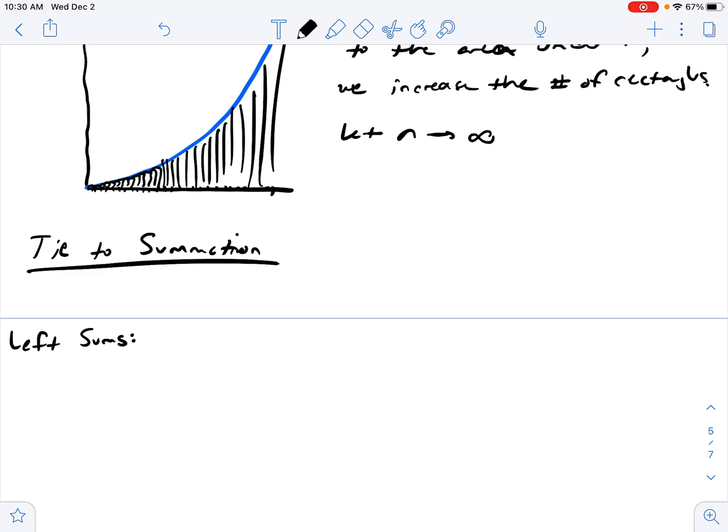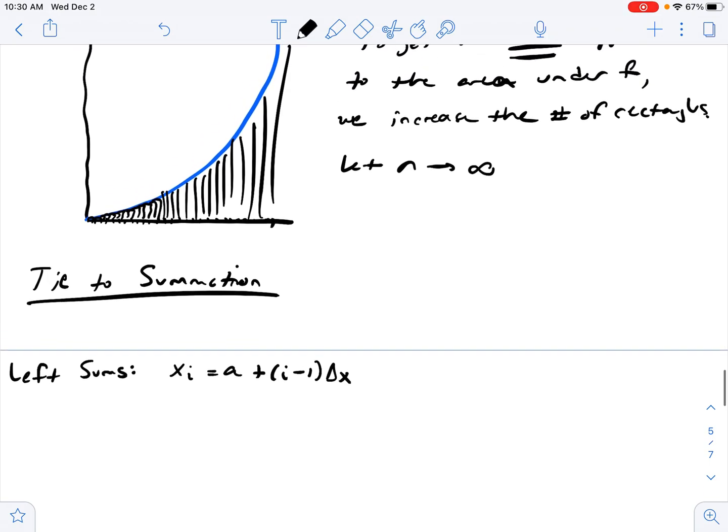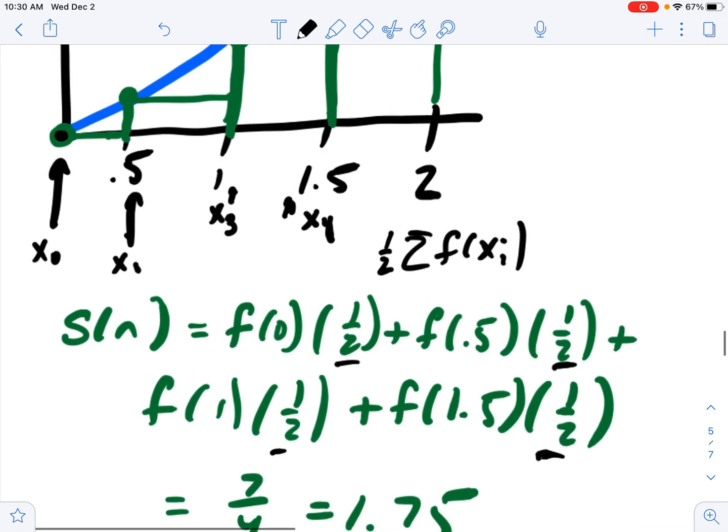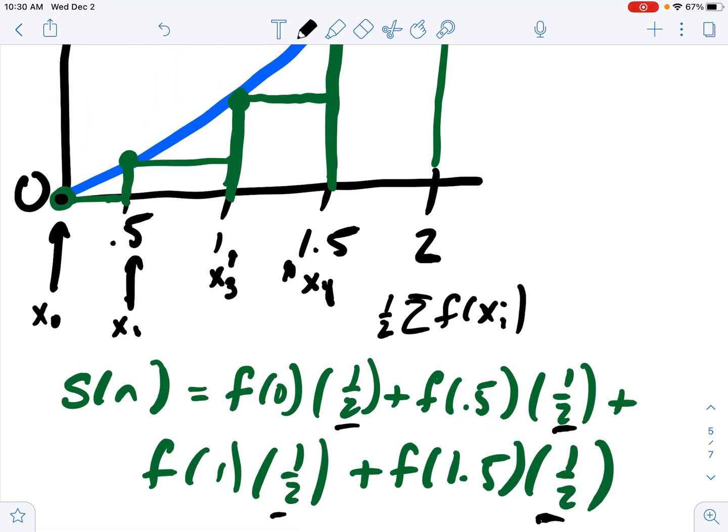For left sums, the ith x value, x sub 1, x sub 2, x sub 3, can be found by doing a plus i minus 1 times delta x. Now, what the heck does that mean? Well, look at the left sums. On the interval 0 to 2, my first x value was right at 0. I wanted f of 0. That was my first x value I needed to plug in. I should be using 1, 2, 3, and 4 for my subscripts here. Sorry about that, okay? So for my first x value, it was 0.